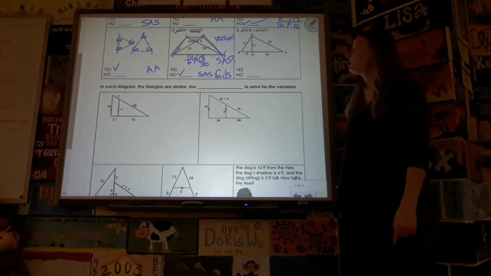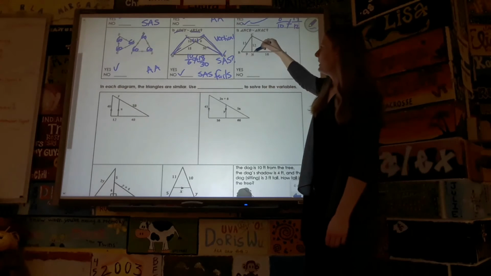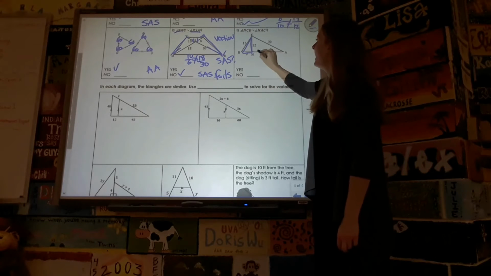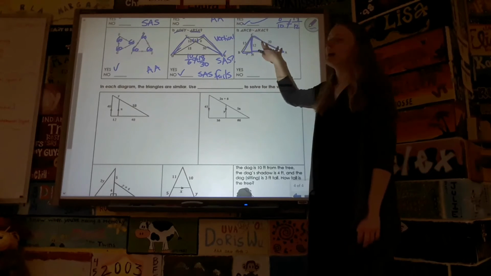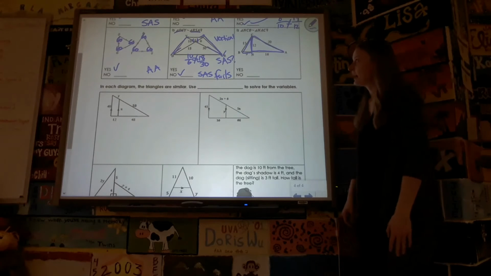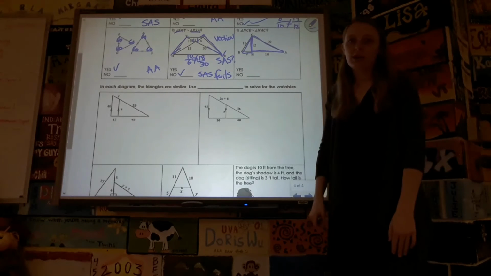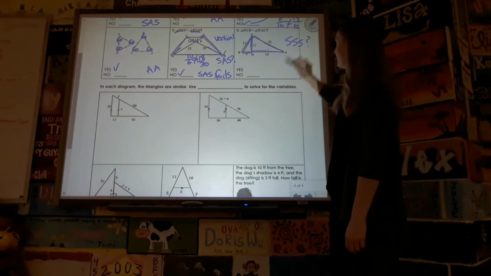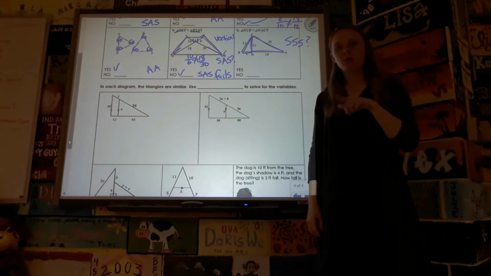Okay? Then our last one here, I'm comparing NCB to NAC. So they're right next to each other. Alright? No angles, but in each triangle I see all three sides are labeled, I have values, so I'm going to be testing side, side, side. Compare short to short, medium to medium, long to long.